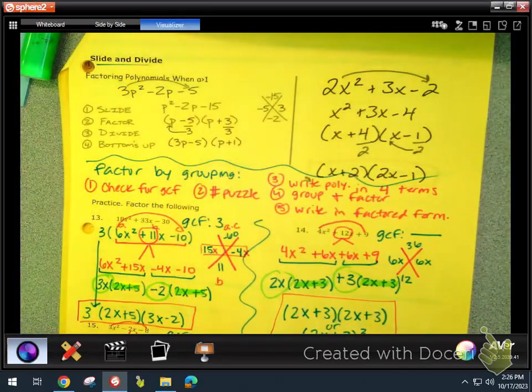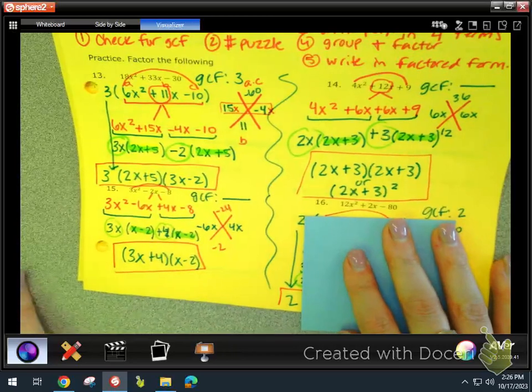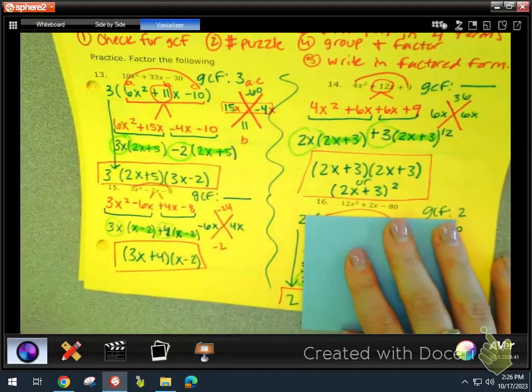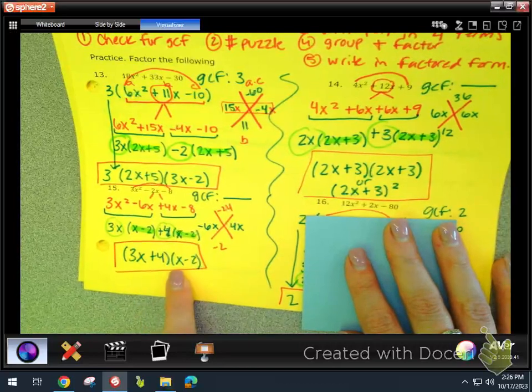Was there a GCF? No. What were the number puzzle winners on 15? -6, +4. What's your final answer? x minus 2 and 3x plus 4. Or I did 3x plus 4, x minus 2. Is that okay? Yes, I think so. Absolutely. Okay? You can write whichever factor you want first.